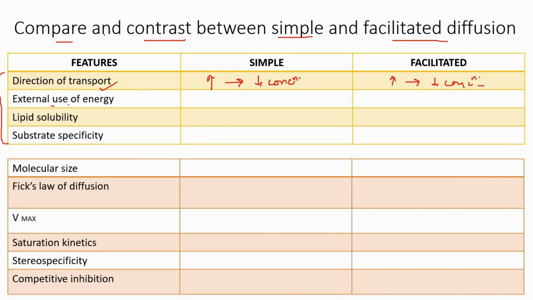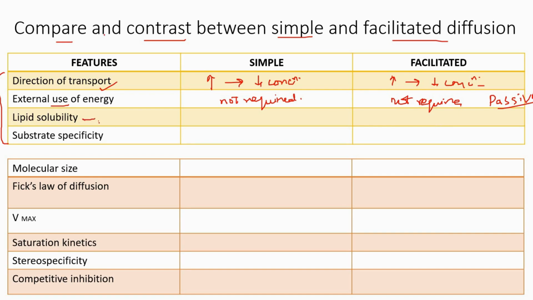External use of energy is not required, because the substance is moving through its own kinetic energy. Here also it is not required. That's why we call these types of transport passive transport. This is a passive mode of transport across the cell membrane because it does not require an external source of energy. The substance will move on its own with its kinetic energy.